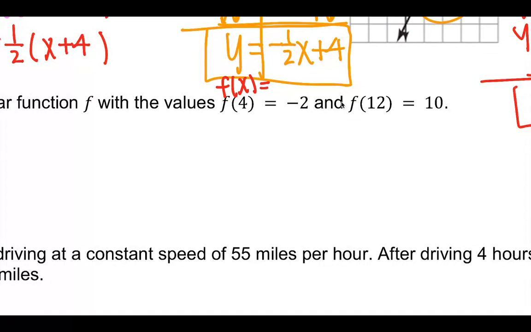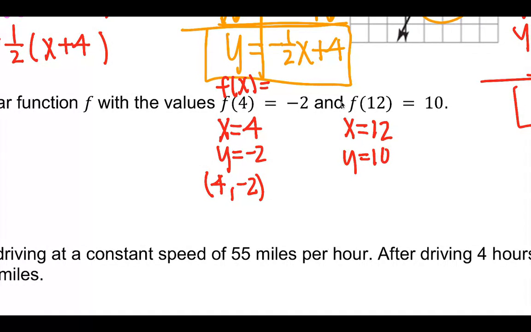So my x is 4. I'm inputting 4, and when I plug it in, -2 comes out. That's my output, or my y. So if I were to write a point for this, it would be (4, -2). Same thing over here. F of 12, I'm plugging 12 into my function machine. That's my input. And then when it comes out, my output is 10. So my point would be (12, 10).